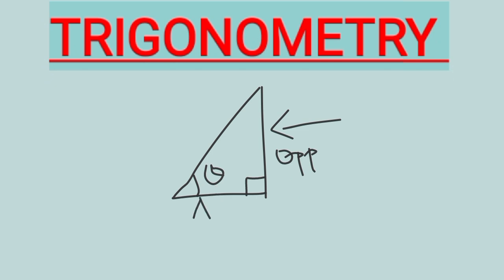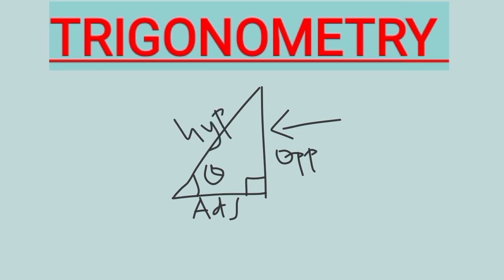And then this one is adjacent. It is adjacent to this angle, which is our angle of interest. That's the reason why we call it adjacent. And then this longest side, we refer to it as the hypotenuse.